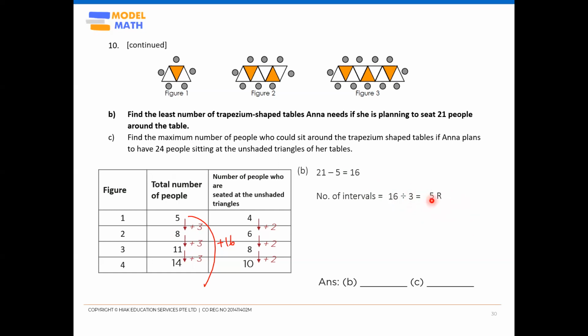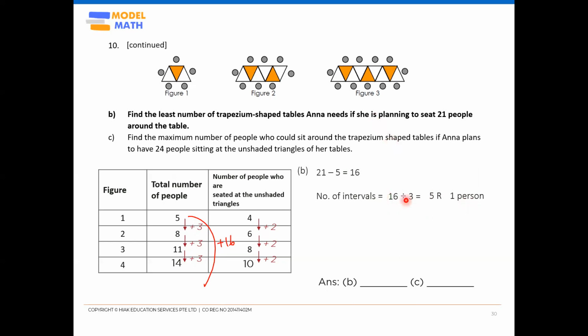To do that, you do the opposite of division, 5 times 3, because forward is divide, so backward is multiply. 5 times 3 is 15. Then you take 16 minus 15, that will be a remainder of 1. This remainder refers to a remainder of 1 person, because 16 is the increase in people. So the remainder also refers to people, which is a person.